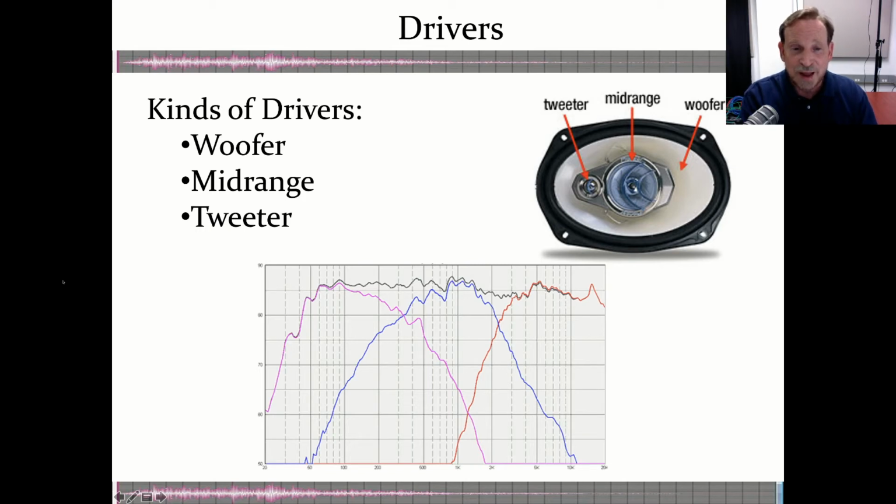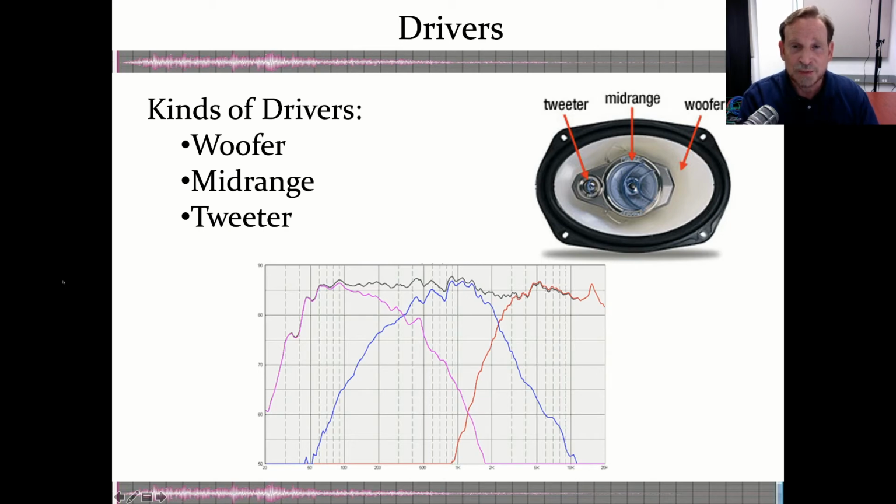This particular graph here gives you a sense for how the different drivers are going to represent different frequencies and how they work together. So the pink area, the pink line in this graph, represents the low frequencies. So it represents what the woofer is responsible for producing.